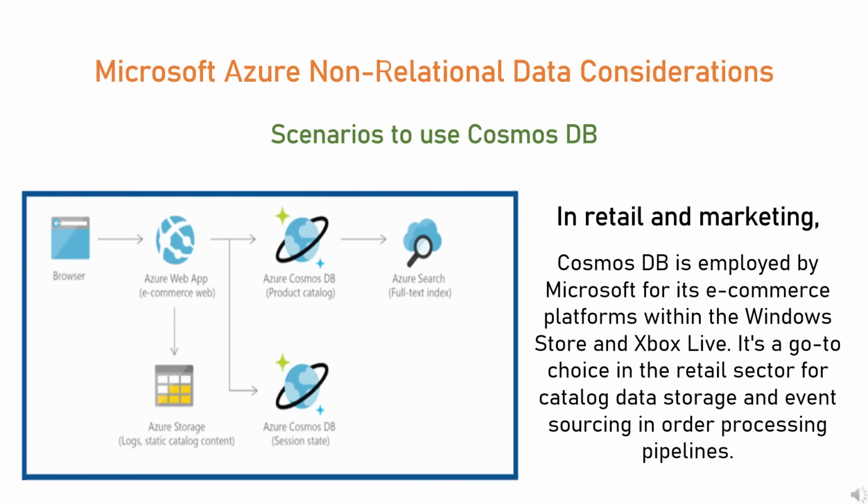In retail and marketing, Cosmos DB is employed by Microsoft for its e-commerce platforms within the Windows Store and Xbox Live. It's a go-to choice in the retail sector for catalog data storage and event sourcing in order processing pipelines.